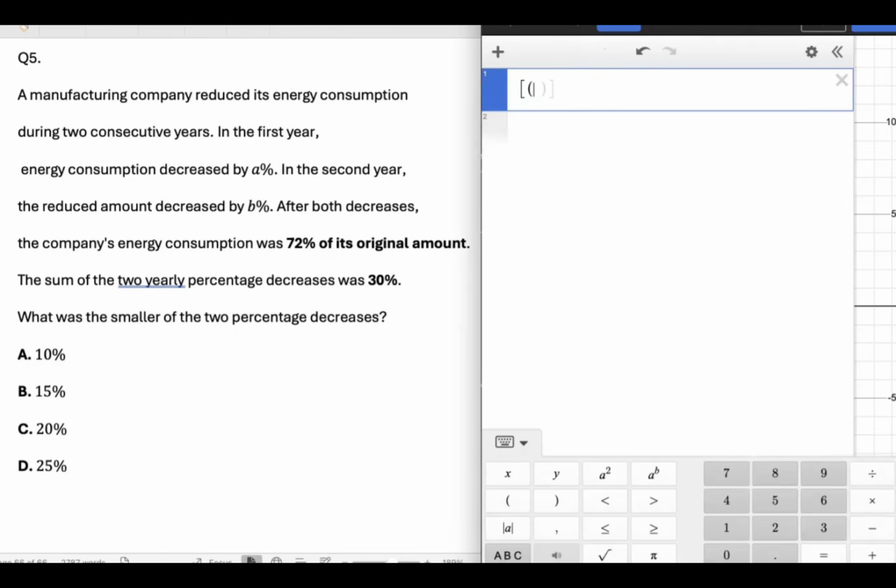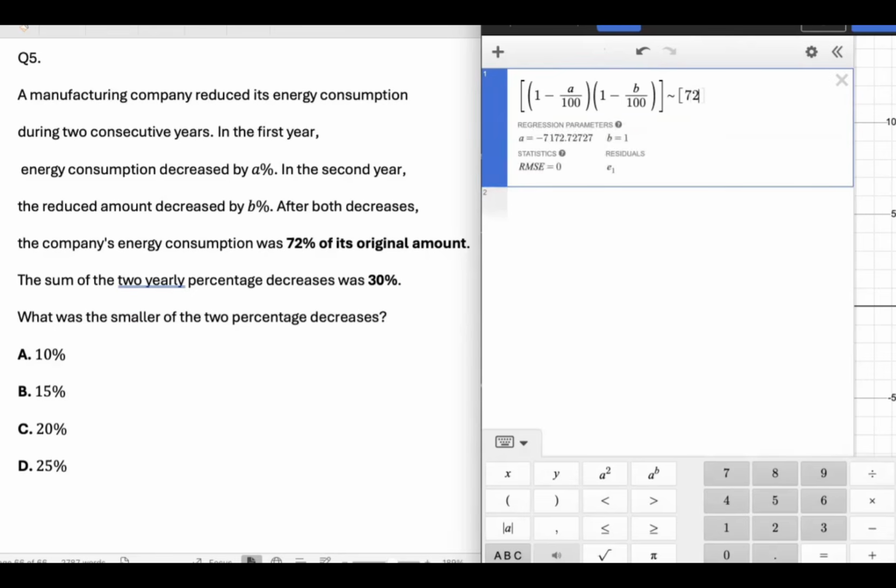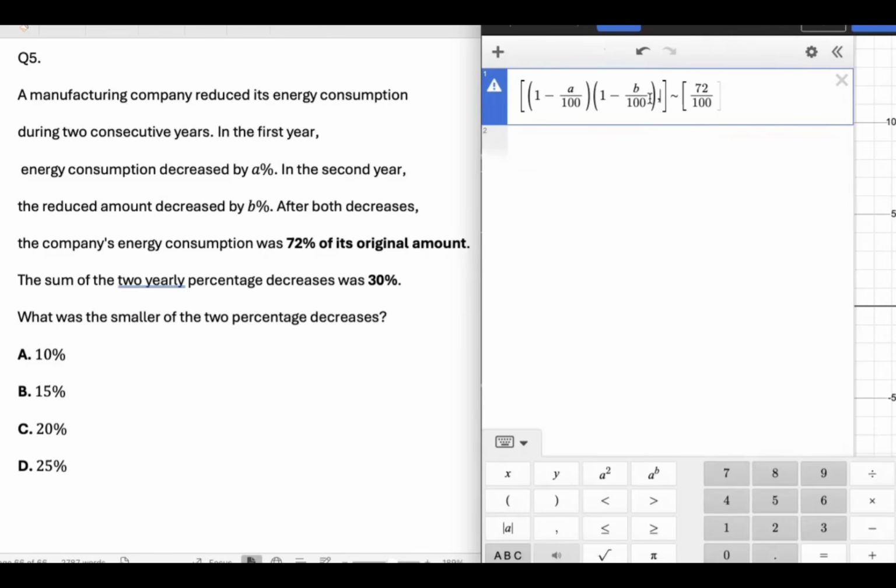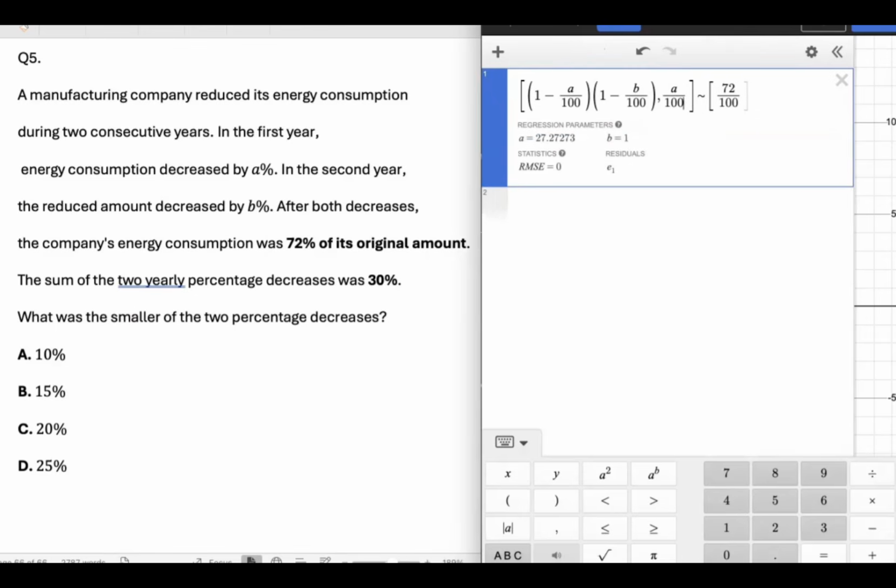So we know the first percentage factor is 1 minus A over 100. That's the first one. The second one is the same thing, 1 minus B over 100, because of the percentage. But these go to what? Based on what they've told us, we know it's a 72% reduction. Therefore, I know 72 over 100. The second piece is that A plus B should be equal to a 30% reduction. Therefore, A over 100 plus B over 100 should give me 30%. And these are your right answers.